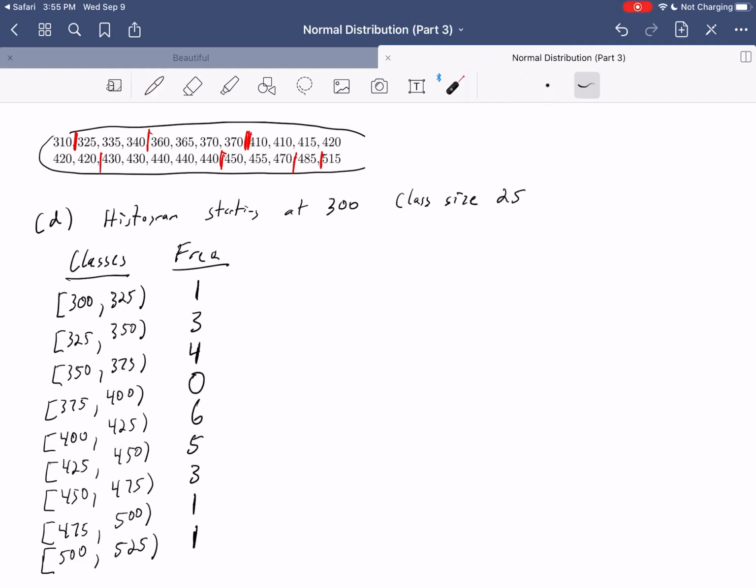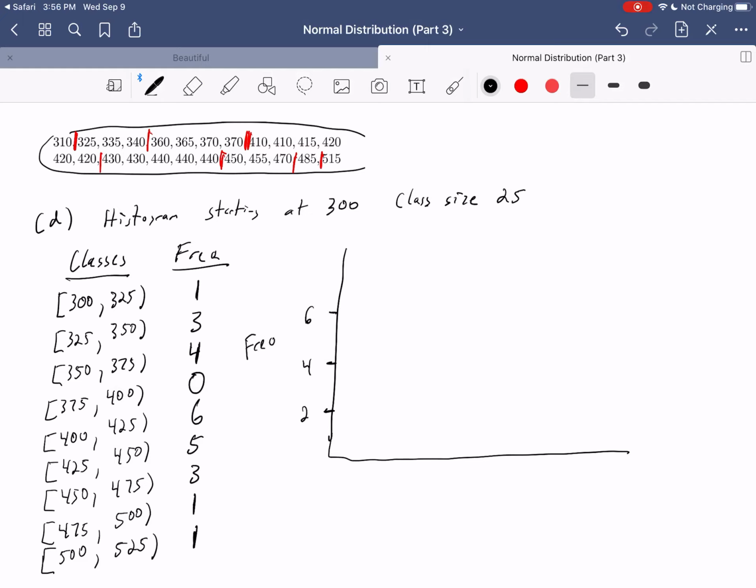There we go. We can check 1, 4, 8, 14, 19, 22, 23, 24. So we do have 24 data points, as we know that we were supposed to. So there's our frequencies. We can go ahead and draw this histogram here. So I guess for frequencies, we can say that's 2, 4, and 6. 2, 4, 6, and we can label that as frequency.